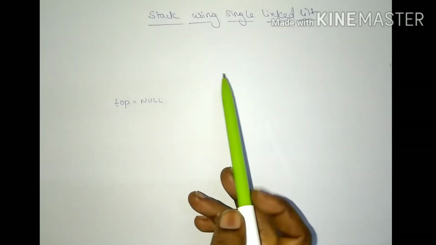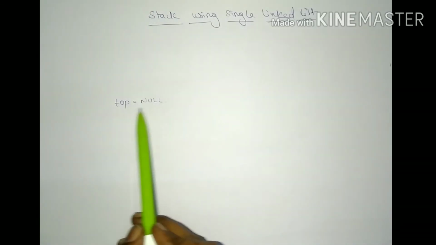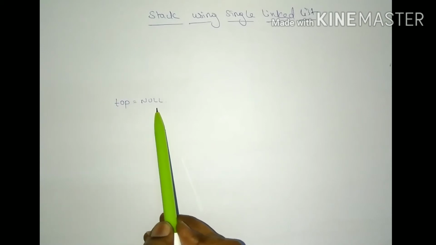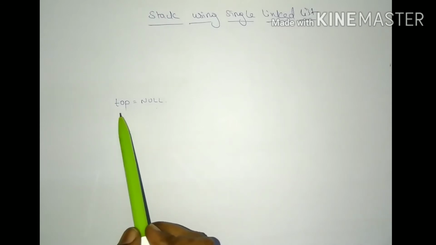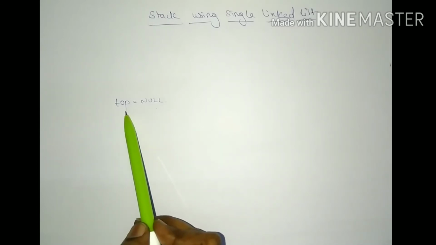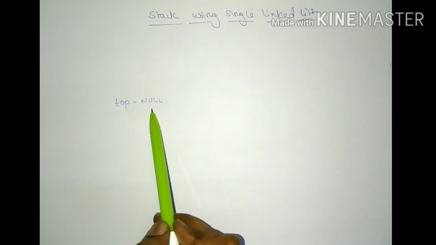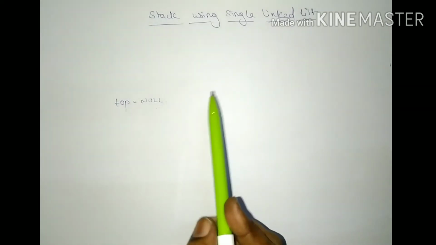So when we don't have anything in the list, the top will be equal to null. It is similar to start in single linked list. Here we are taking the top because for stack the index is taken as top. This top is equal to null, it implies that the list is empty.